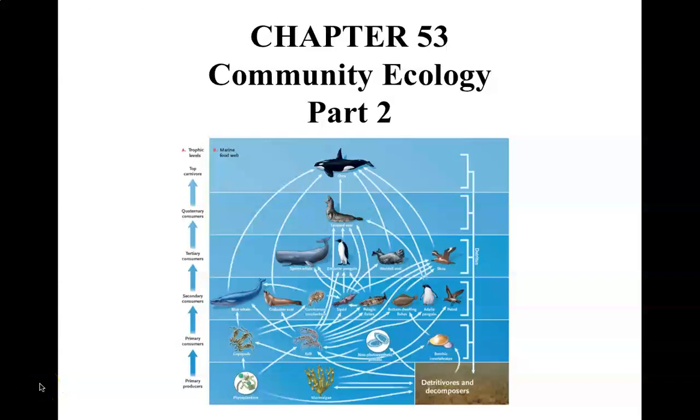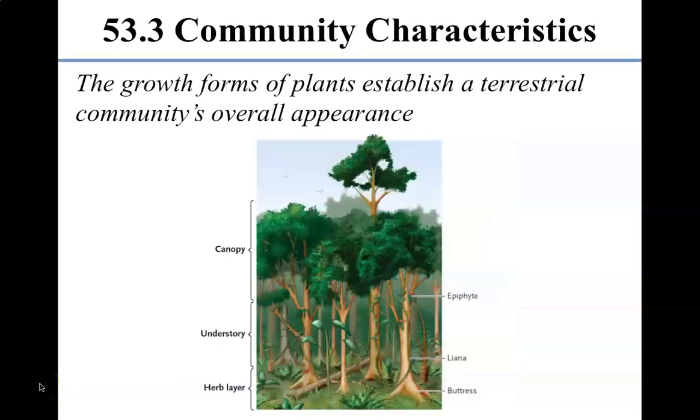Chapter 53, Part 2. All right, so when we look at a community, its three-dimensional structure also affects the species that live there and the ways they interact. So, for example, look at this image of a forest. Some of these plants are going to grow tall. Some of them are going to be on the forest floor. Some of them are going to form a canopy. There's going to be short trees and shrubs and vines and so on.